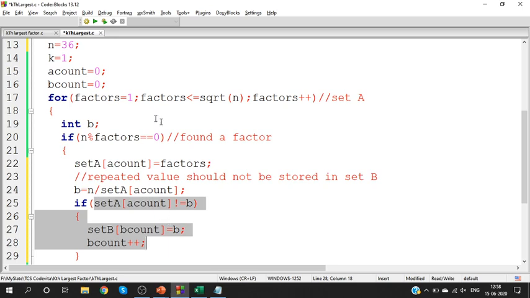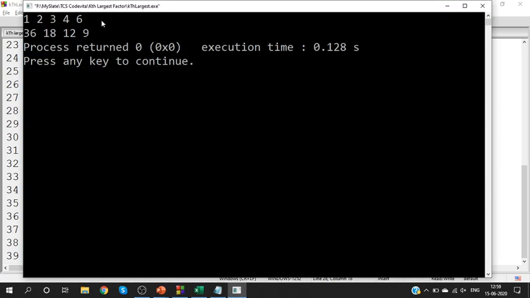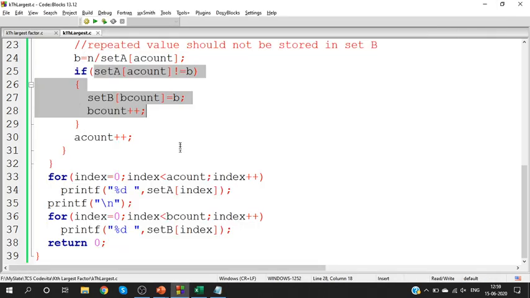So now let us work for the number 36. Look at that. 6 is present only in the first set, not in the second set. So I have all the unique values. All unique factors are collected and stored either in set A or in set B.